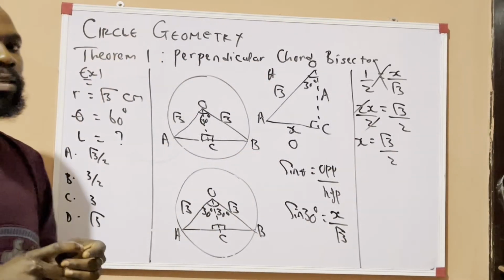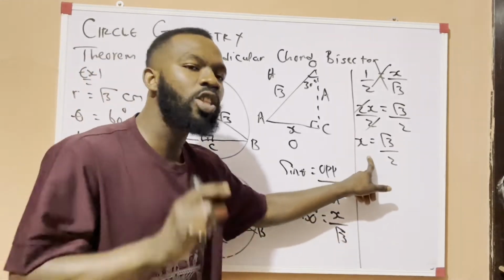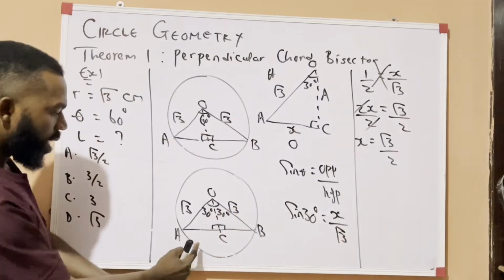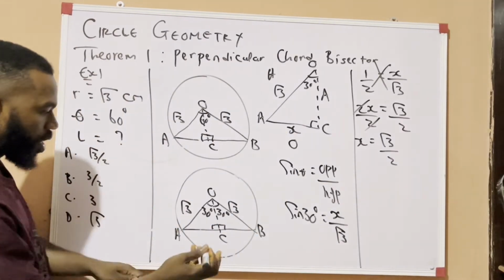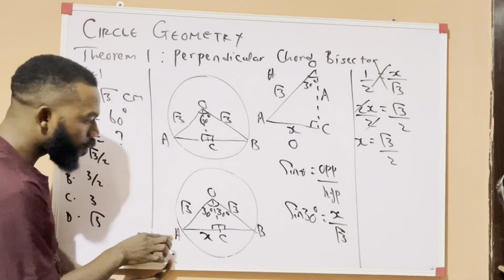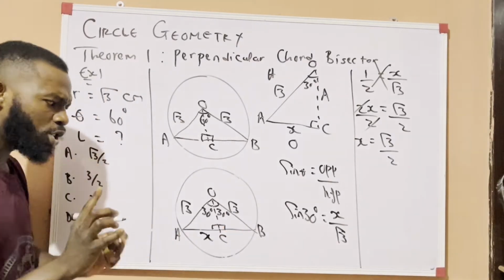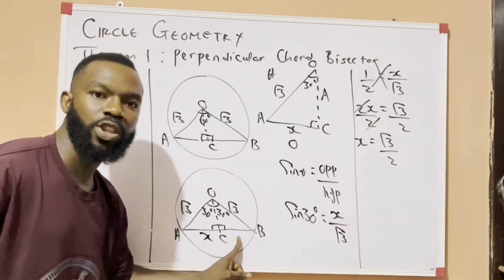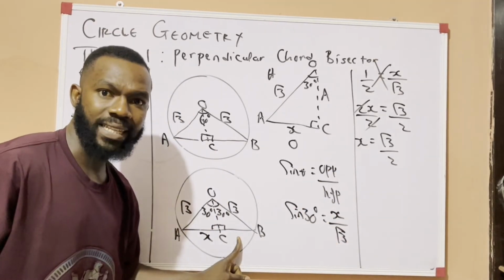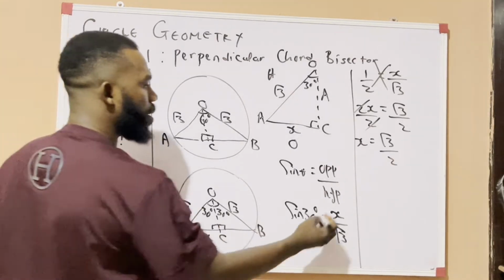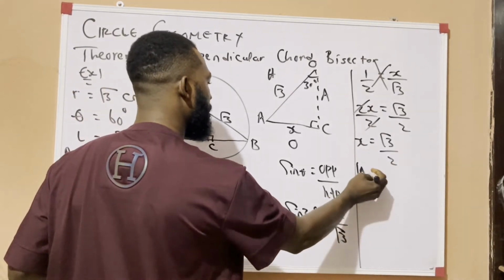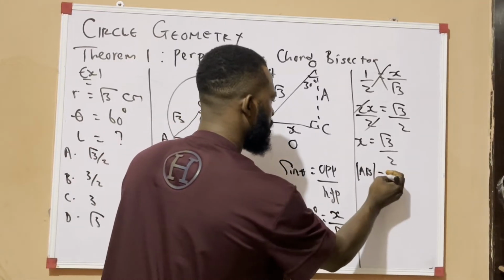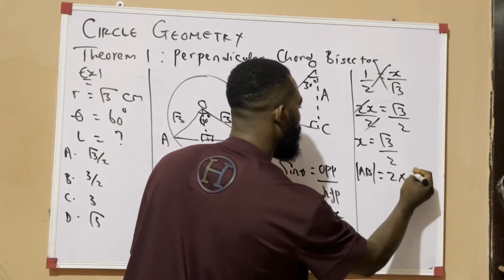But please, don't forget, this is not our final answer because X is just here, AC. But we were told to find the total length, AB. So I told you, if here is root 3 over 2, which is X, it means here is also root 3 over 2. Alright, so I will just say therefore, line AB becomes 2 times root 3 over 2.